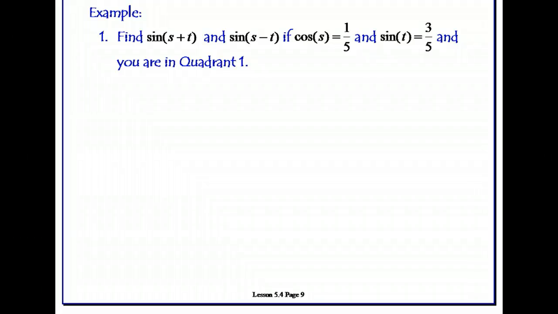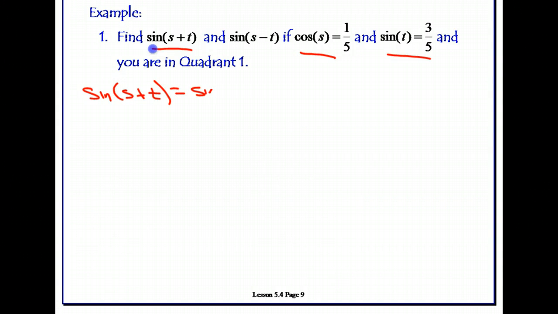Okay, question: find the sine of s plus t. They don't give us any angles this time. It's just s plus t. And they give you a little hints over here. They tell you the cosine of s and the sine of t. So we'll start out by writing, what's the sine of s plus t? Let's write out our formula. We know it goes sine of s, cosine of t, plus cosine of s, sine of t.